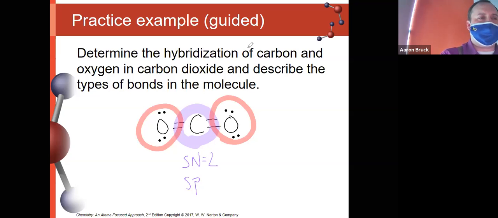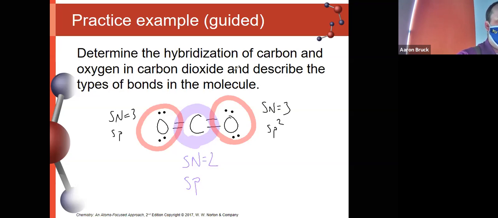For the oxygens, my steric number is 3. I have the 1 bonding group to the carbon. I have 2 sets of electrons, 3 in total. sp2 is its hybridization, and it would be the same on the other side, since the bonding is exactly the same over there.